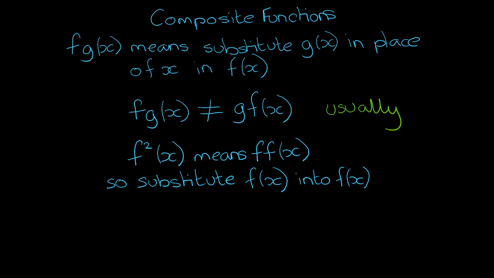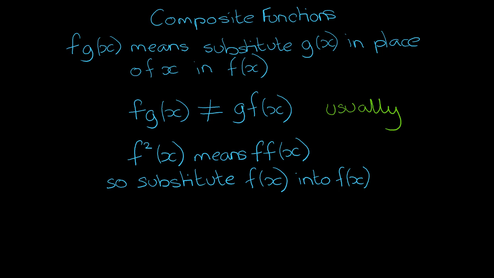Composite functions. So here's an example, fg of x. That's how they look. Now what this means is that we need to substitute the function g of x in place of the x in the f of x function. Now typically, 9 times out of 10, fg of x will not be the same as gf of x. It matters which way round you do it in most cases.